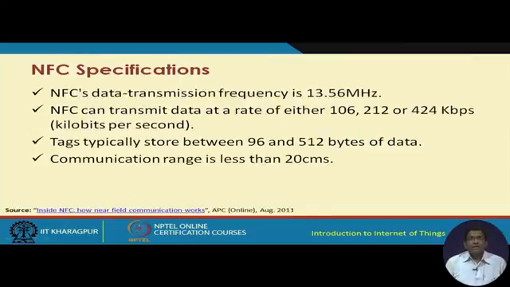The NFC specification: NFC's data transmission frequency is 13.56 megahertz. NFC can transmit data at the rate of either 106, 212 or 424 kbps. Tags typically store between 96 and 512 bytes of data, and the communication range is less than 20 centimeters.